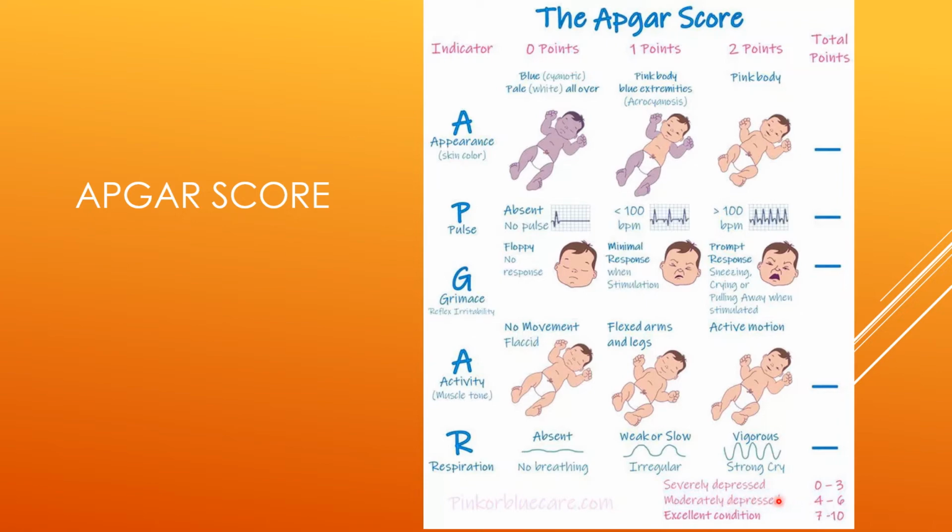Then severely depressed, immediately we start resuscitation. 0 to 3 is the score. So within 1 minute we have to start the resuscitation. So this is the APGAR score.